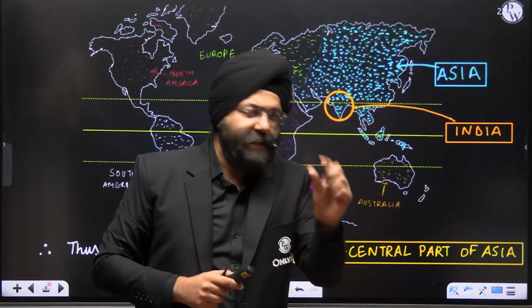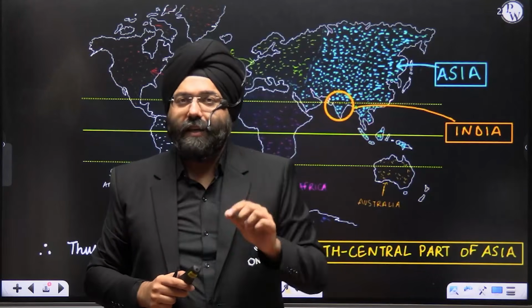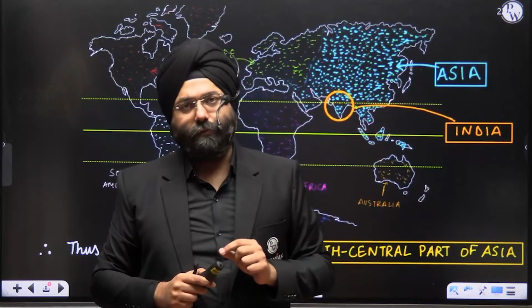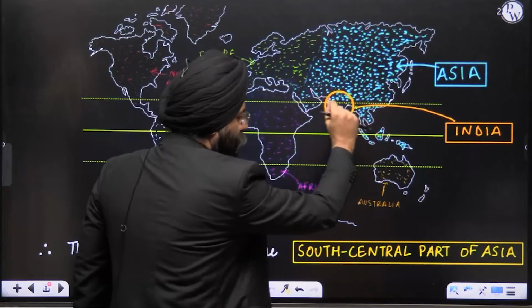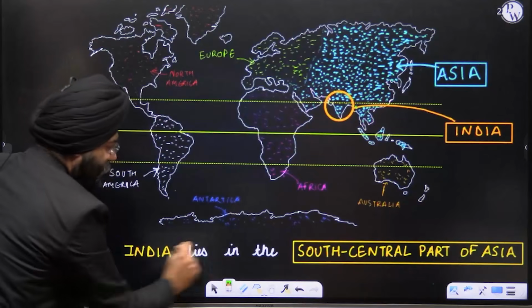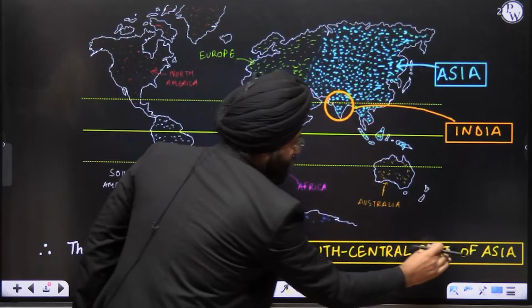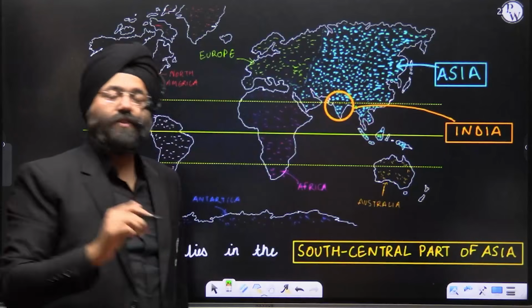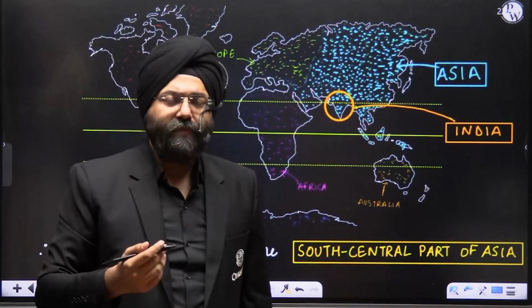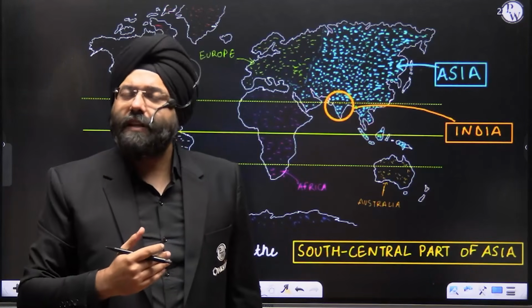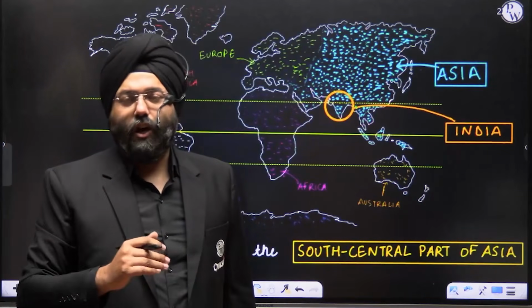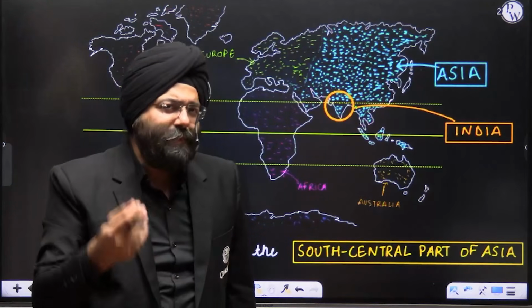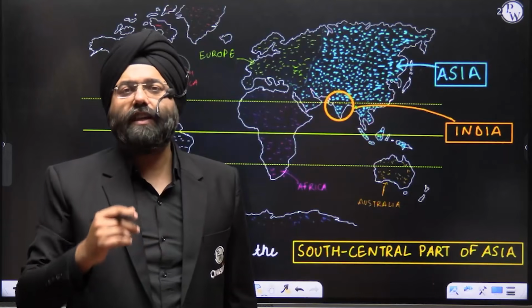But if you read the NCERT very particularly, there's an exact location of India. India lies over here. This is India. The exact location is that India lies in the south central part of Asia. Now, this is where students tend to get confused. In the preliminary examination, if they mention something else, Eastern Asia or some other part, then you possibly might get confused because you haven't read the NCERT.